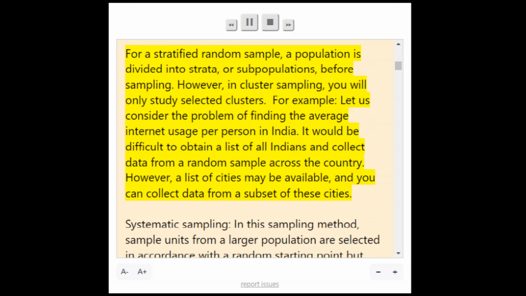For example, let us consider the problem of finding the average internet usage per person in India. It would be difficult to obtain a list of all Indians and collect data from a random sample across the country. However, a list of cities may be available, and you can collect data from a subset of these cities.